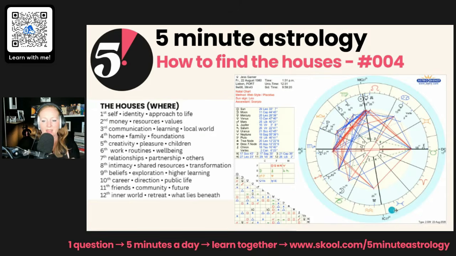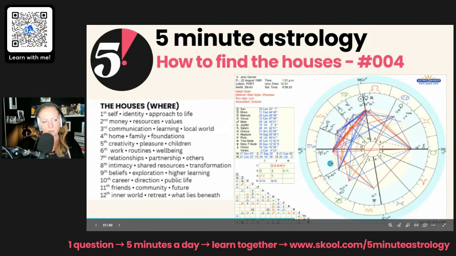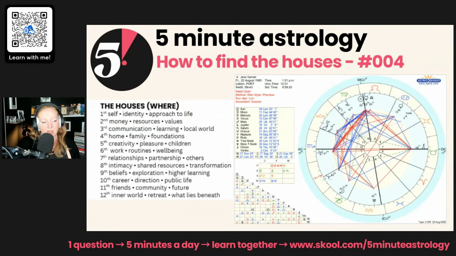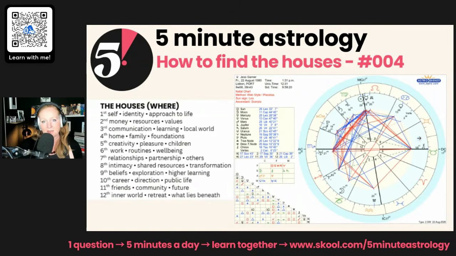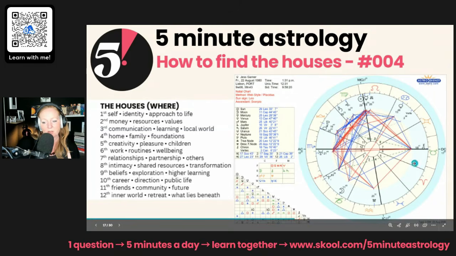So with the houses, you start to see the different rooms in your house. If you think of your house, you have a hallway, you probably have a kitchen, a bedroom, a lounge, and they all have a different purpose. And similarly, these houses all represent a different part of your life. And as you get to know them and get to see each of these houses, you'll start to understand how your map is coded. For instance, is there a part of your chart that is full of planets? Is there a part of the chart where you've got empty houses?